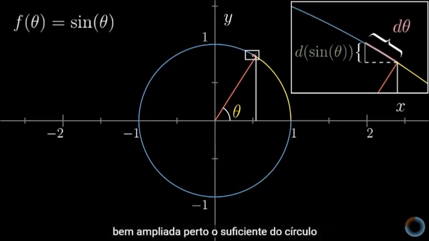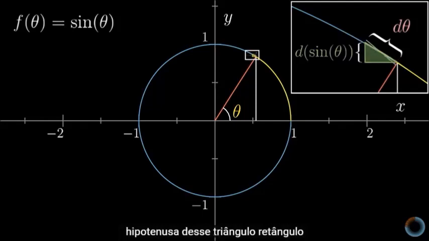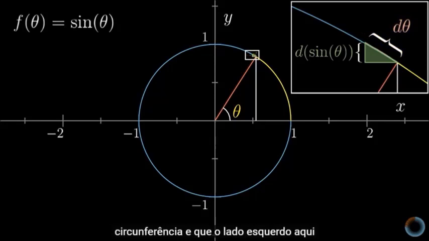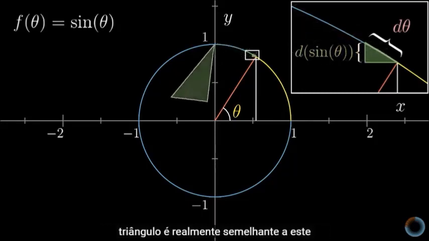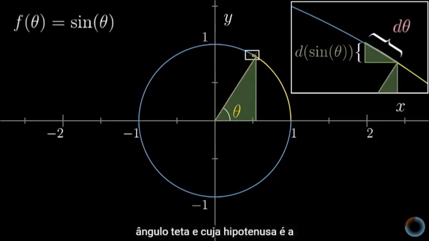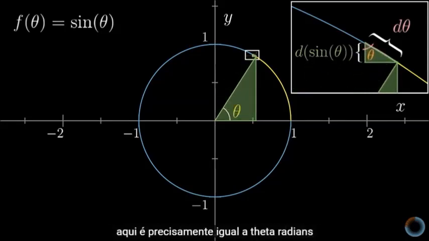Well, zoomed in close enough, the circle basically looks like a straight line in this neighborhood. So let's go ahead and think of this right triangle, where the hypotenuse of that right triangle represents the nudge d theta along their circumference, and that left side here represents the change in height, the resulting d sine of theta. Now this tiny triangle is actually similar to this larger triangle here, with the defining angle theta, and whose hypotenuse is the radius of the circle with length 1. Specifically, this little angle right here is precisely equal to theta radians.